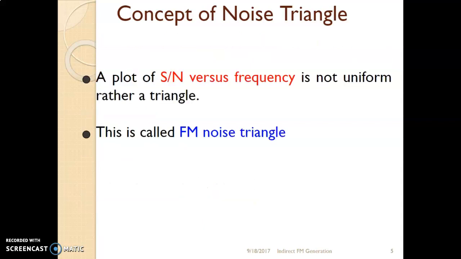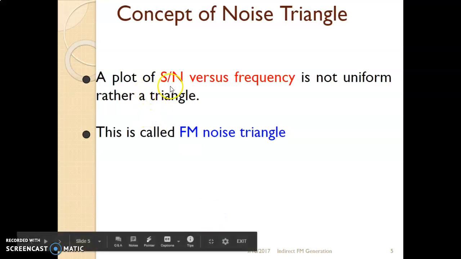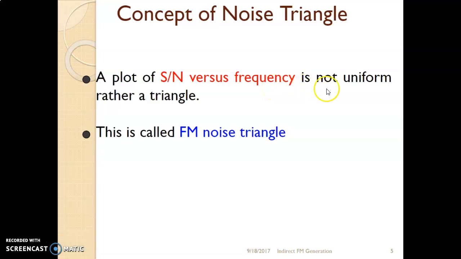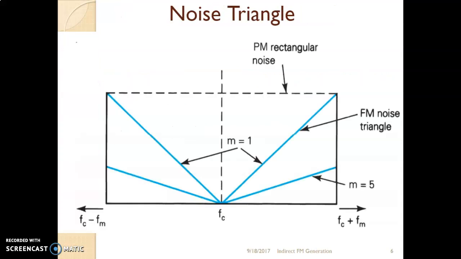So what is the noise triangle? It is a plot of signal to noise ratio versus frequency, and this graph is not uniform, and therefore it forms the shape of a triangle. That is why this graph is called the FM noise triangle. Again, it is the graph of signal to noise ratio versus frequency, and it is non-uniform, and that is why it is called the noise triangle. That graph looks like this.